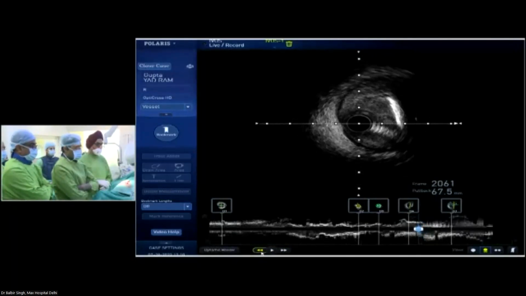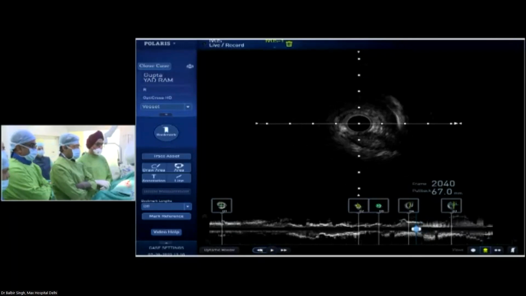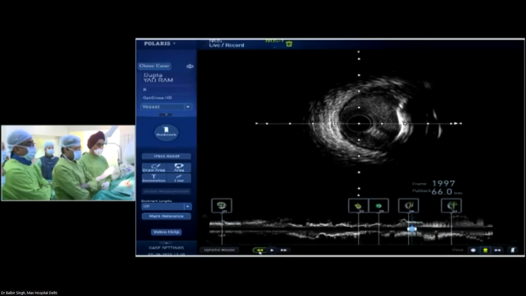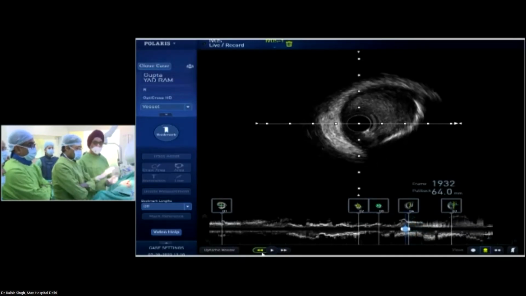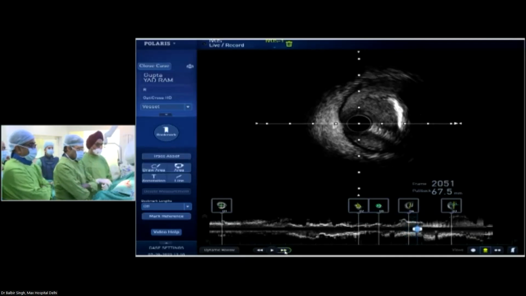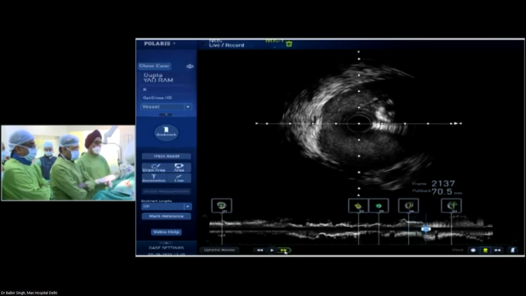Yeah, this is the ostial LAD. This is the proximal LAD. We go to the ostium. Go back. Go forwards now. Go to the left main. Go forwards. Okay, see that this is the left main. So there's no 360 degree arc.